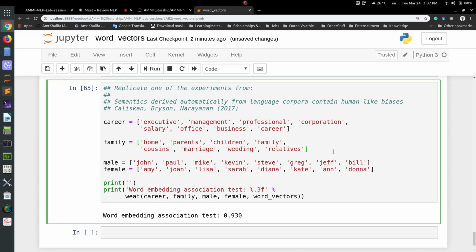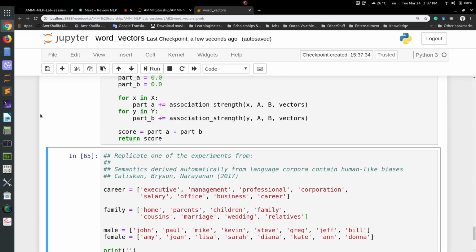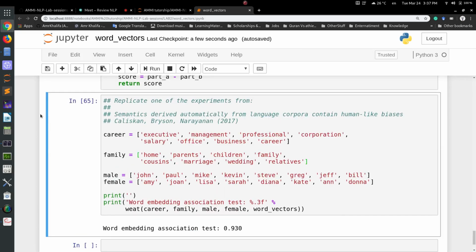Okay, so this notebook is an introduction to word vectors. It gives you an idea of what word vectors are, how they operate, and when they're useful or not.